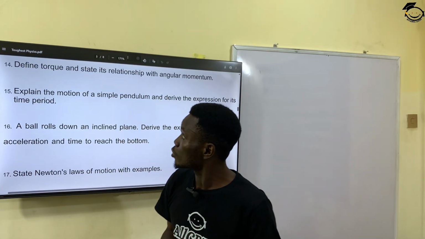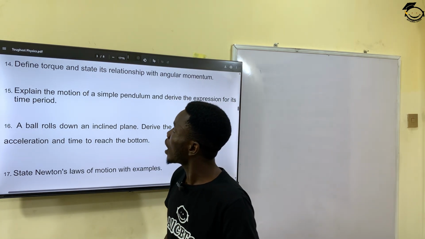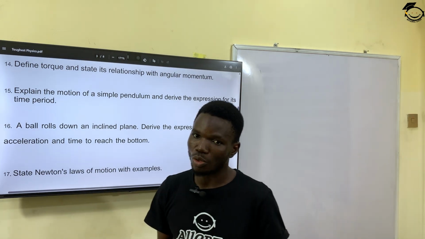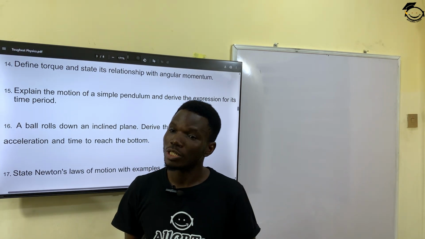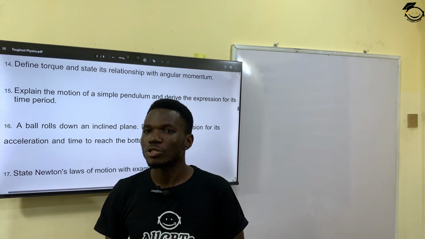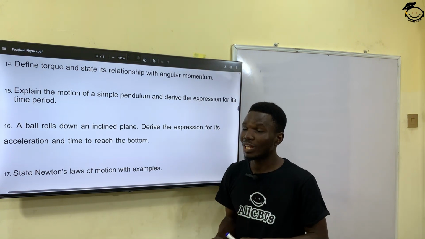So this is the formula for the work energy relationship, the work energy theorem, using Newton's law to derive the formula. So that takes us to the next question, which is question number 14. It says, define torque and state its relationship with angular momentum. Torque is simply the rotational equivalent of force.